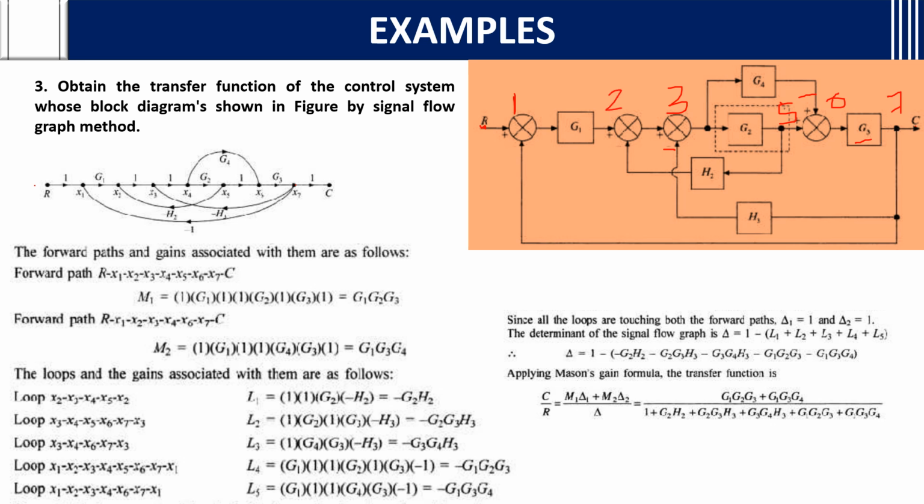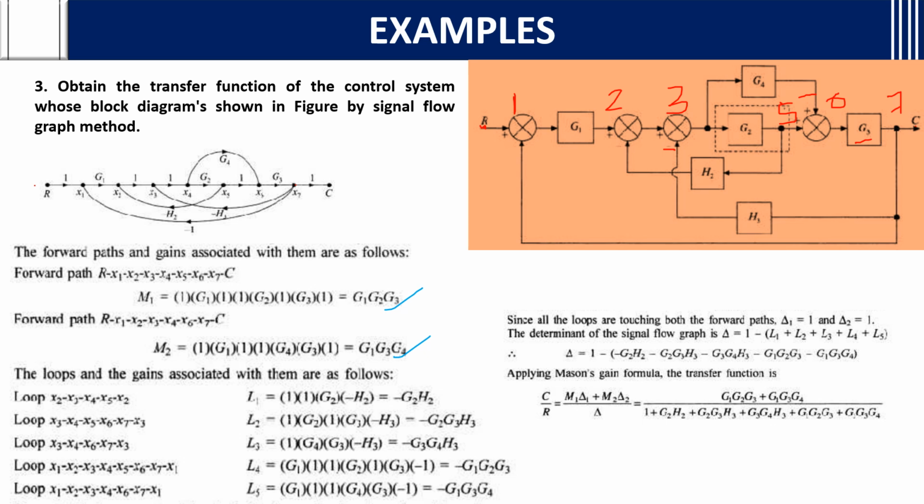How? First we'll write the forward paths. How many forward paths are present? One is the single straight line, that is a forward path itself. And one more forward path you have, that is this one. These others are not forward paths because they are backward paths. Forward paths are only 2, so you'll write them both. After writing, you'll multiply G1, G2, G3 and G1, G4, G3. So 2 forward paths you got.